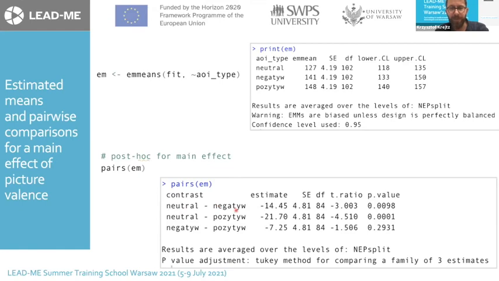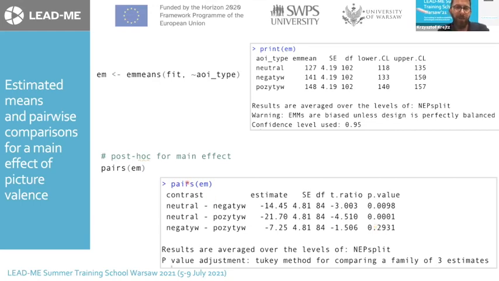Neutral compared to negative, the difference is minus 14.45. This difference is tested with a t-test, because it runs like 3 t-tests, and this t-test is significant. So the difference between negative and neutral is significant. The difference between neutral and positive, I look at the p-value, is significant as well. But the difference between negative and positive is not significant at all. Now I can fully say that yes, the first hypothesis was confirmed.